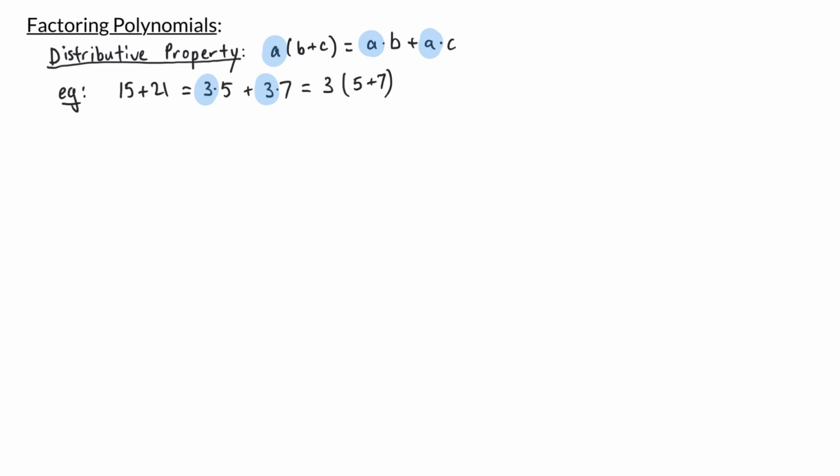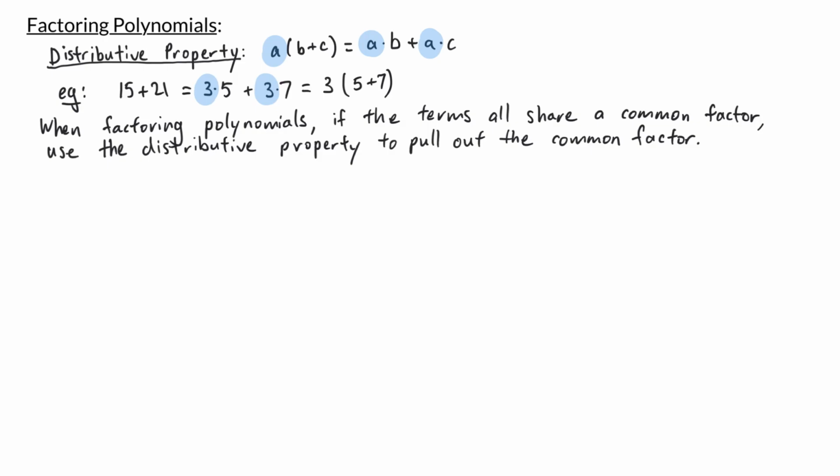We're going to be applying this same idea to factor polynomials. When factoring polynomials, if the terms all share a common factor, we can use the distributive property to pull out that common factor. Let's go through some examples. In our first example, we have the polynomial 2x cubed plus 8x squared minus 6x. And what we want to do is factor this. So if these terms have any common factors, then we can use the distributive property to pull them out.